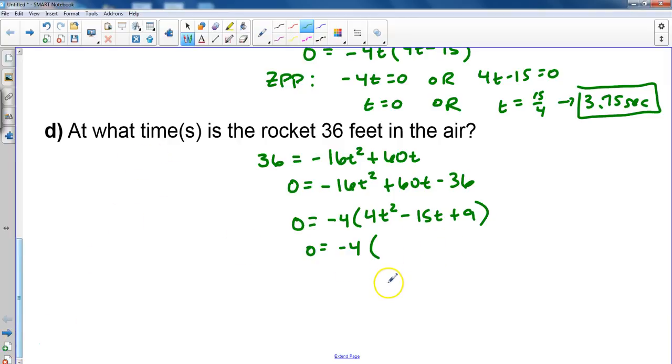I would suggest pausing the video at this point. Try to factor this quadratic right here. And see if you can get it to factor into two binomials.